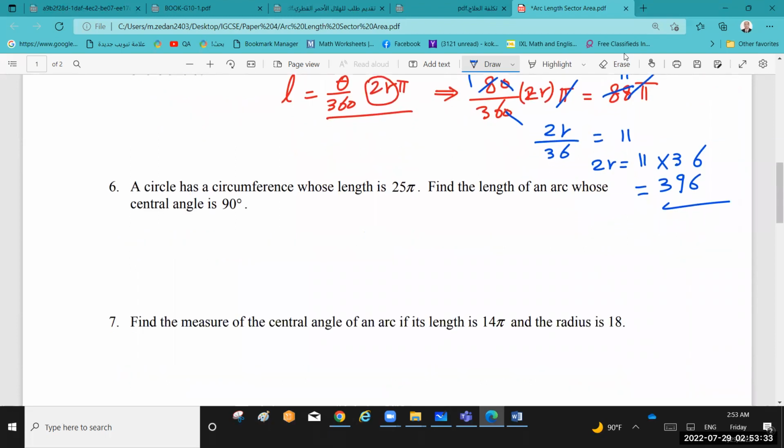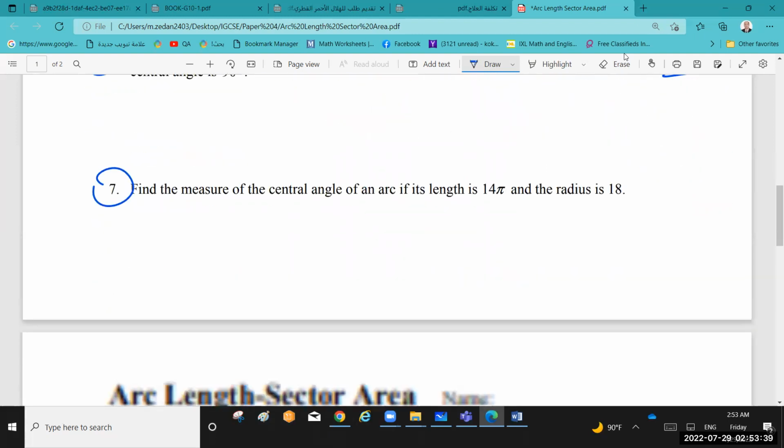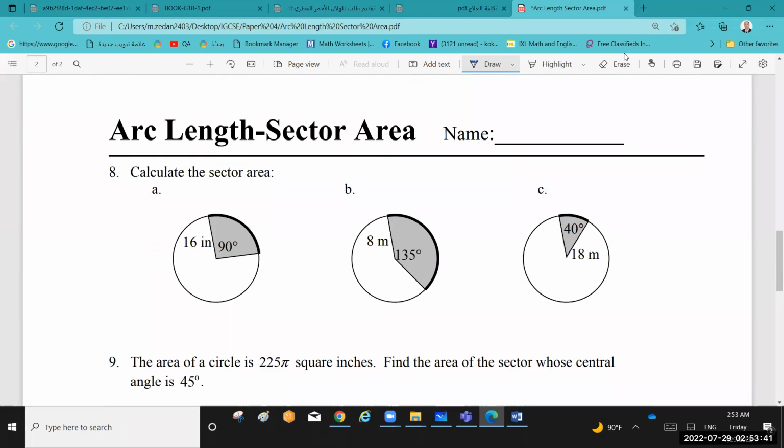I will leave number 6 and 7 for you as homework. Please solve them and write the answer in the comments. Okay, let's go to the second part of our lesson.